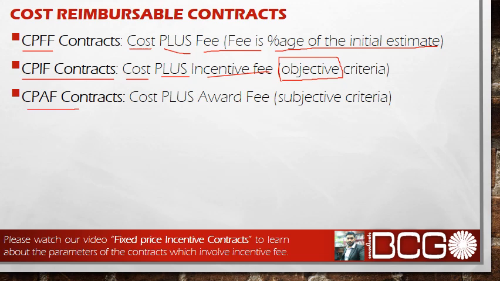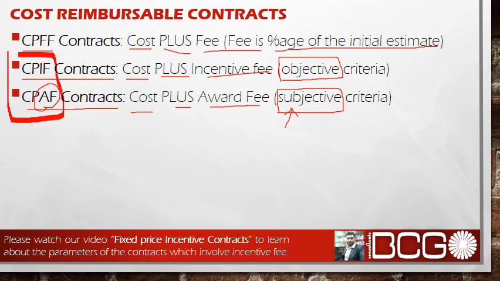And the third type is CPAF contracts. So you have to pay cost plus an award fee. Now this award fee has a subjective criteria, and we said that this award fee is not subject to appeal in the court. Most often the candidates mix up both the contracts, and unfortunately are unable to understand the difference between these two types of contracts, because they include a contractor fee termed as incentive fee and award fee, so they are confusable, right?